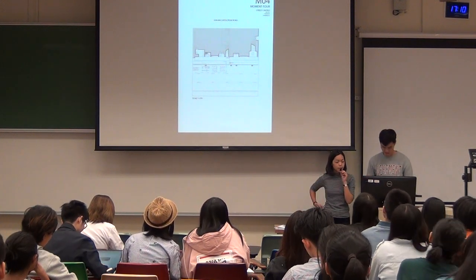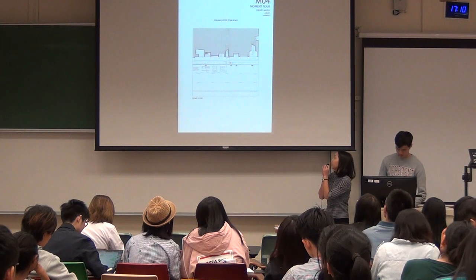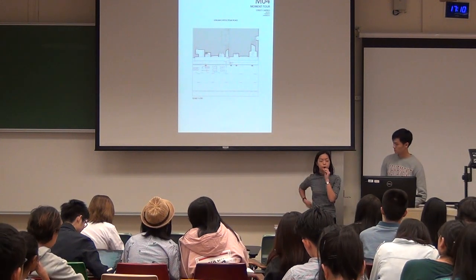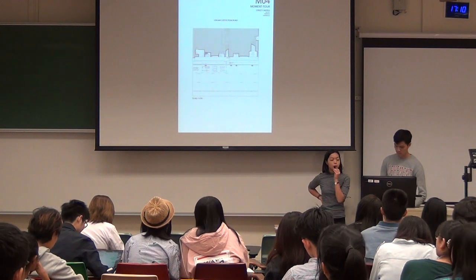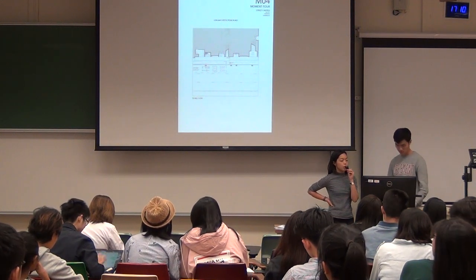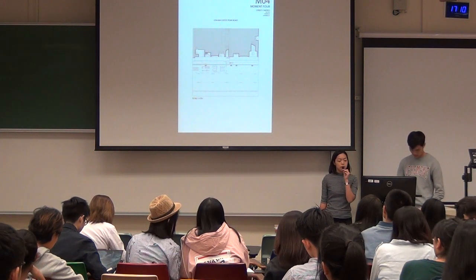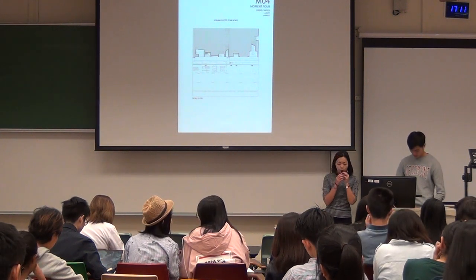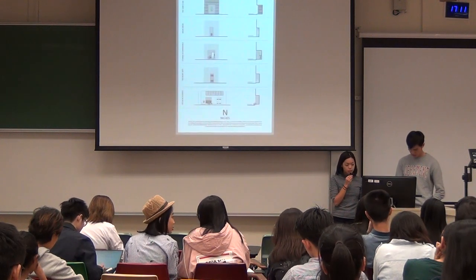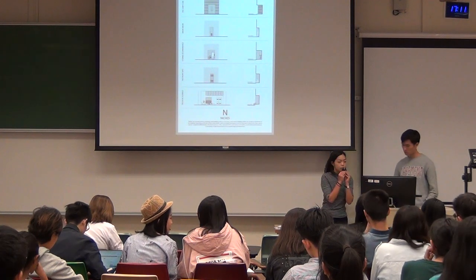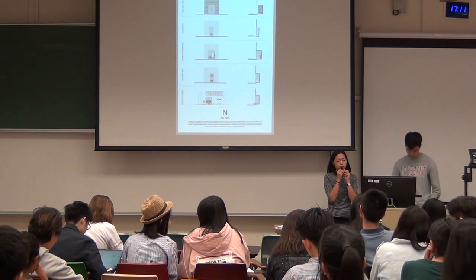Moment four is street cavities. These spaces exist along the perimeters of the building. Some of these are entrances and some of these are fire escapes. So basically a lot of people start to occupy these spaces. And from here, this drawing documents the different types of usages of these spaces.